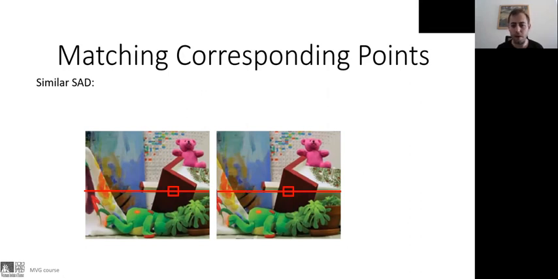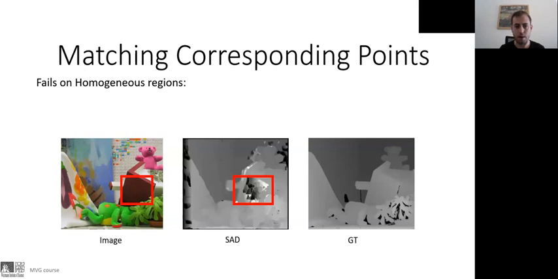As we already discussed a little bit, sometimes we have similar metric values for different disparities. For example, in this region, we will get pretty much the same SAD, and we will not know how to choose the right disparity. You can see this problem in the disparity map. This area has larger error compared to the ground truth, while other areas are more accurate when there is texture. This homogeneous region is more problematic for this approach.